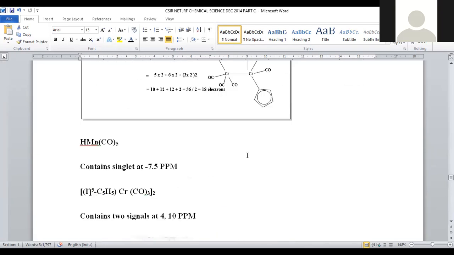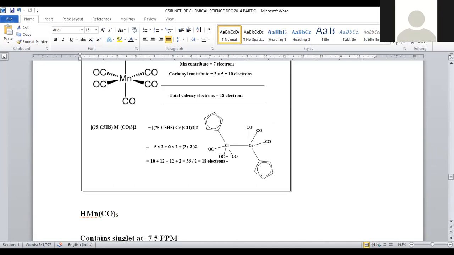For that purpose, I am taking the complex as such. Being a dimeric complex, it will be represented in this manner. If we substitute chromium here, it is a chromium dimer with a single bond, with one cyclopentadienyl inclined to the top side and the other to the bottom side, being trans, so that it is sterically less hindered. And each chromium has 3 carbonyl groups attached. This will be the arrangement, let us assume.